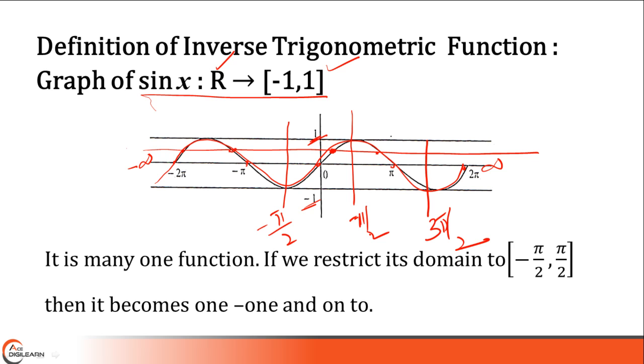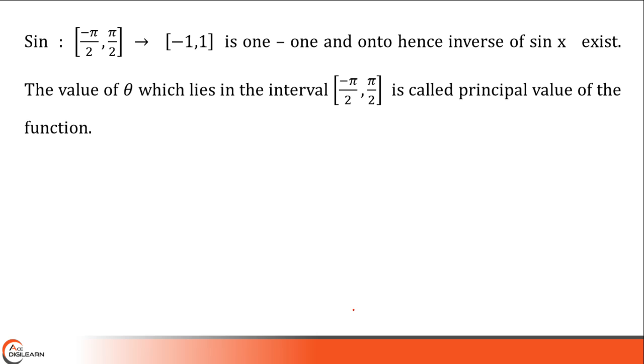Sine is a many-one function, but if we restrict the domain to minus pi by 2 to pi by 2, then it becomes one-one and onto. That is, sine from minus pi by 2 to pi by 2 to minus 1 comma 1 is one-one and onto. Hence the inverse of sine x exists. The value of theta lying in this interval is called the principal value of the function.